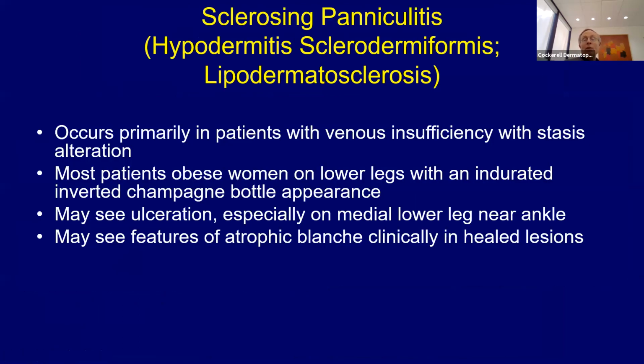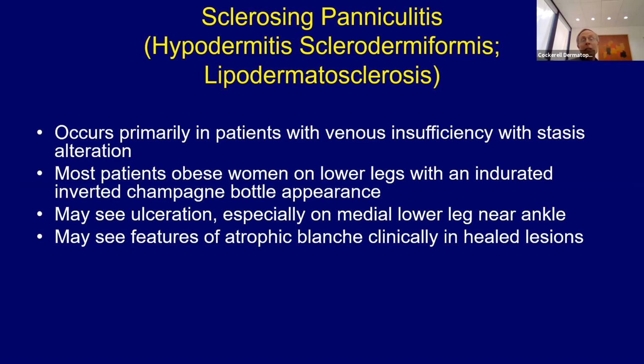Now, another disease that we see quite commonly is sclerosing panniculitis, also known as hypodermitis sclerodermiformis or lipodermatosclerosis, seen in patients with venous insufficiency. Often they'll have evidence of stasis ulceration or stasis alteration, very commonly seen in obese individuals. They get an inverted champagne bottle appearance. You can get ulceration, you don't have to, and it can be associated with atrophie blanche.